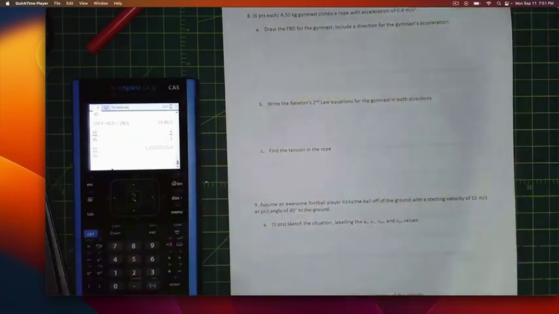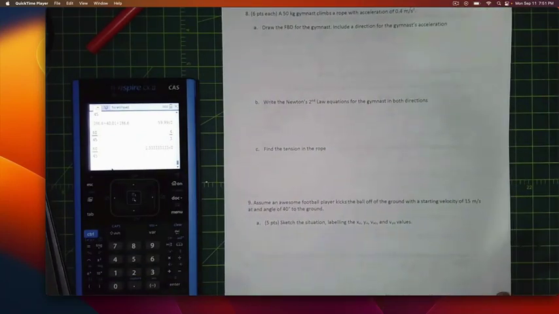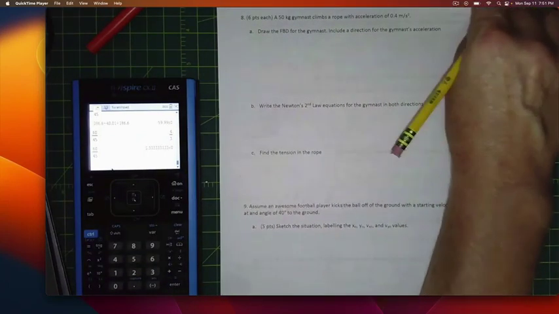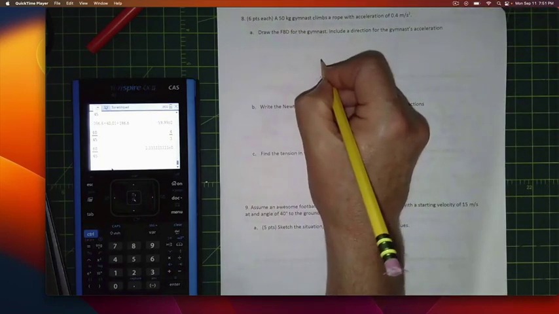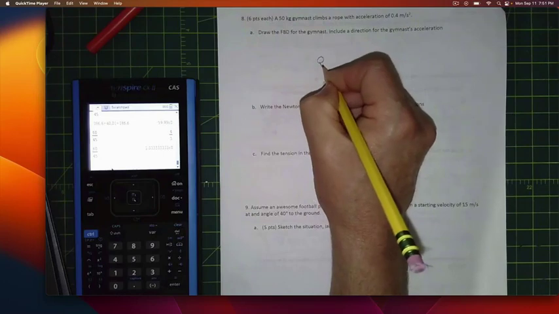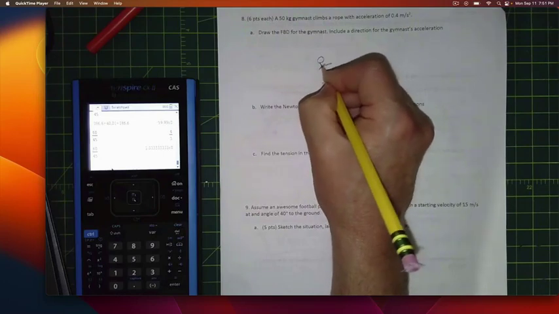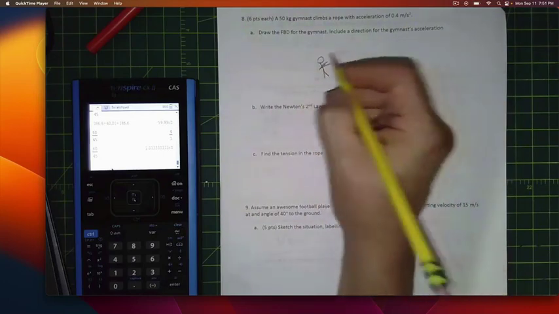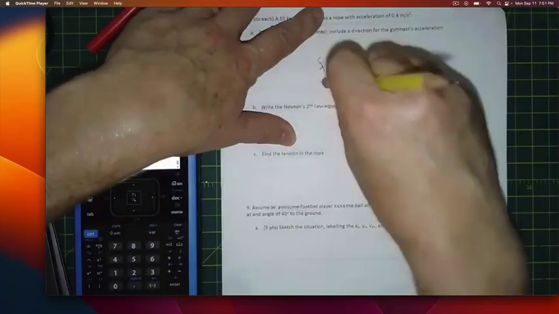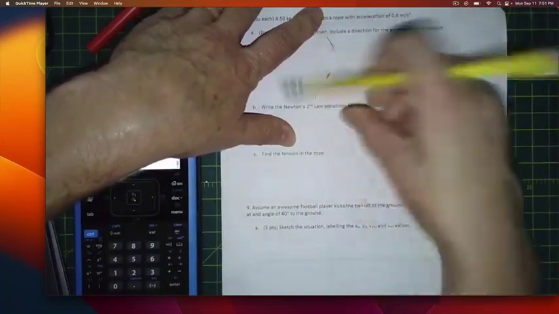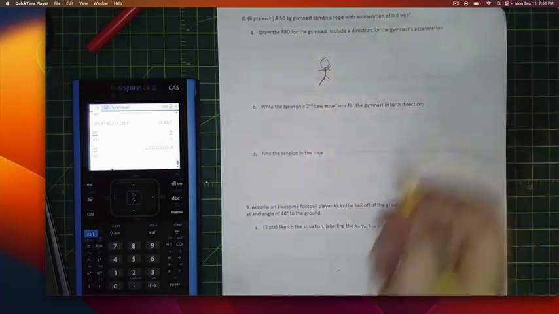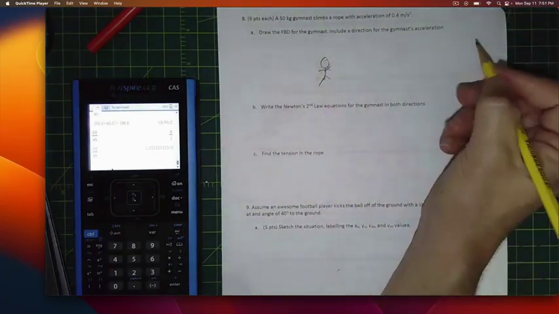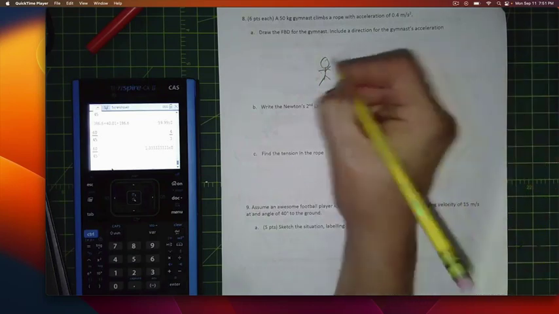Alrighty, we got a gymnast climbing a rope. Given the acceleration, draw a free body diagram, include acceleration. So we're going to have this person climbing a rope. Let me just draw a person. Alright, pretend like they're climbing a rope. Alright, so the gymnast has a mass.